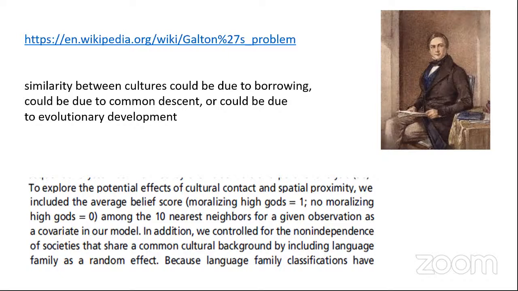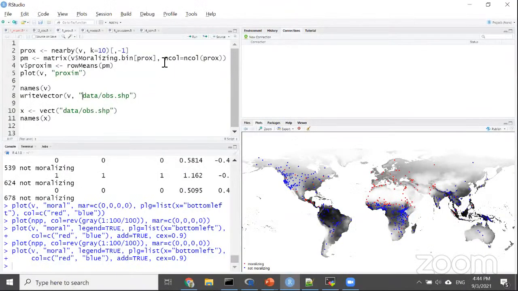And so this is what they did. They said, we looked at the 10 nearest neighbors for a given observation as a covariate. So the first thing they said, well, okay, essentially what they're saying is like, well, I may have a moralizing high God, but if my 10 nearest neighbors also have that, that doesn't add so much weight to my inference, because it's probably from borrowing. But if my neighbors are different, then it should be the important one. So this is how I implemented that.